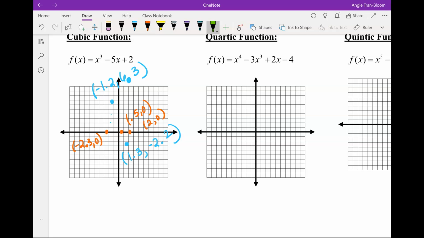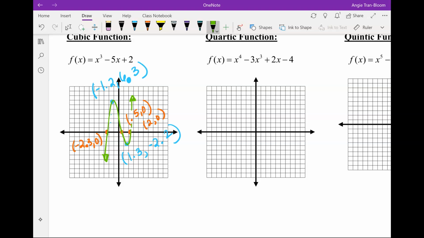Okay, and then guess what? All we got to do now is follow the curve and sketch it out. You will learn how to graph these by hand in the future, just not this year in this class. Who's really sad about that?